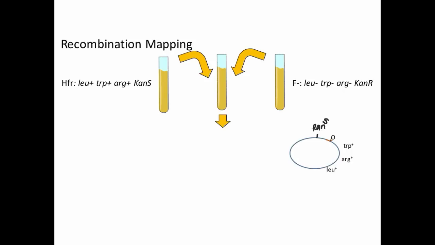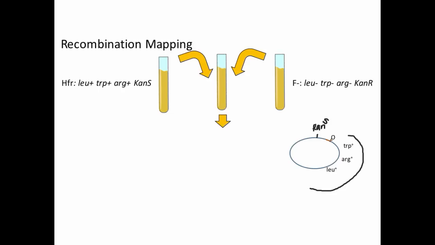So here again, we are allowing our HFR and our F- cell to conjugate by mixing them together. And we're going to allow them to mix for an amount of time that allows for the region we are interested in on the HFR bacterial chromosome to transfer over to the F- cell. Because what we want to ensure is that the entire region we are interested in transfers over, to allow us to accurately analyze the recombination mapping data.